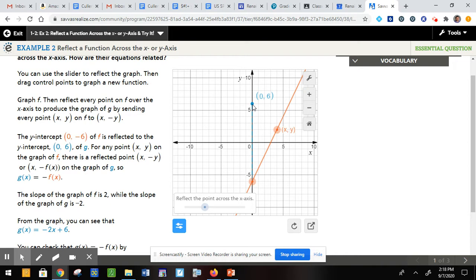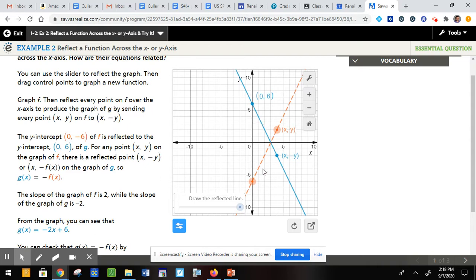The slope of that is going to be the opposite, right? If it's reflecting, it's going to be going down instead of up. So we will pick a new point that, again, this point reflects that point. And when I draw my line through it, again, the g function is the blue line now. The orange function is the f function.